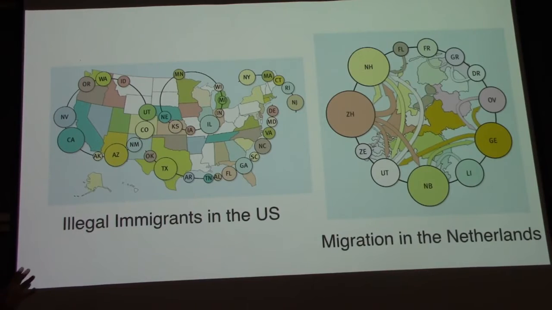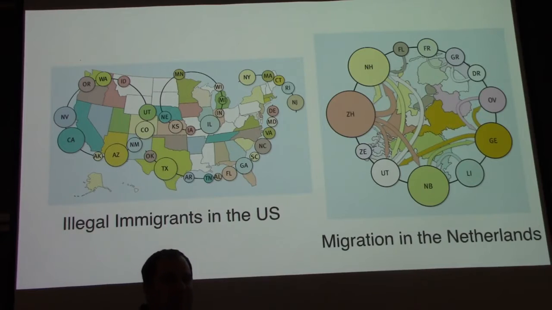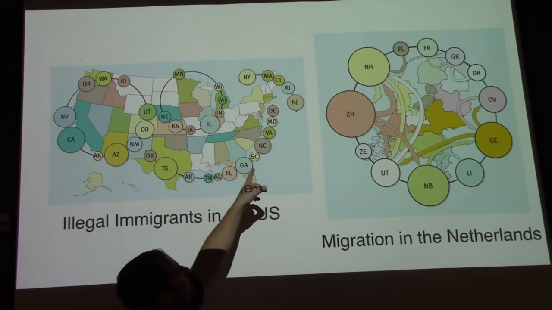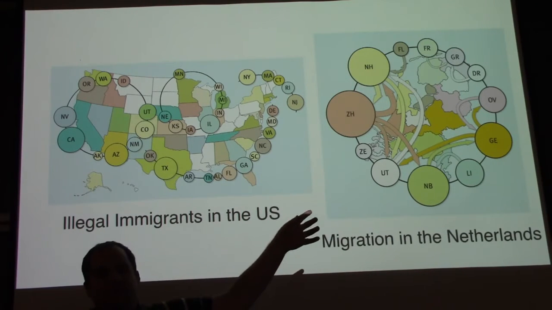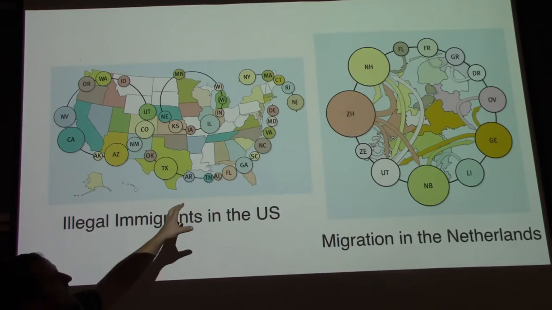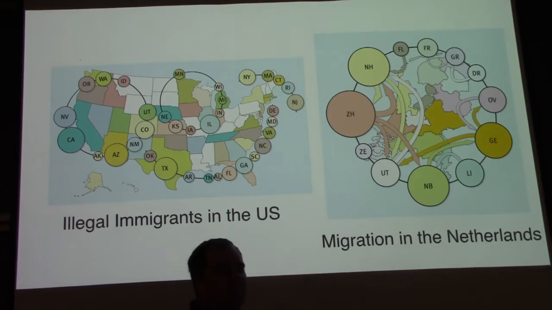What would be the obvious alternative? To put the circles on the state itself. Exactly. And why would that be a problem? Because some states are too small. Exactly. If you look at Rhode Island over here, the circle for Rhode Island is a lot bigger than Rhode Island itself. And then there's the neighboring Massachusetts and Connecticut, so you couldn't place all of those next to each other.